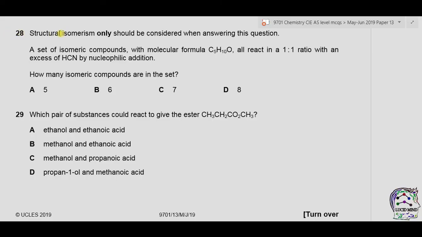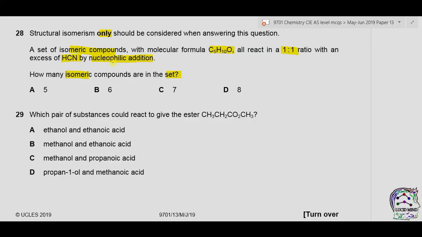Question 28. Structural isomerism only should be considered when answering this question. A set of isomeric compounds with the molecular formula C5H10O all react in a 1:1 ratio with an excess of HCN by nucleophilic addition. How many isomeric compounds are in the set?